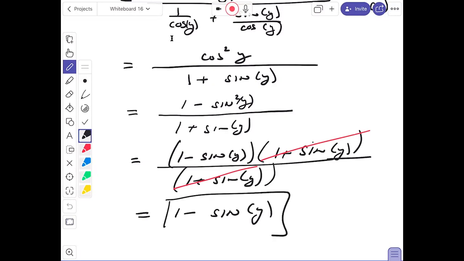Put a box in this. I'm going to get my red pen out and see if I got the right answer. And I did. That's the answer I'm looking at in the answer key.